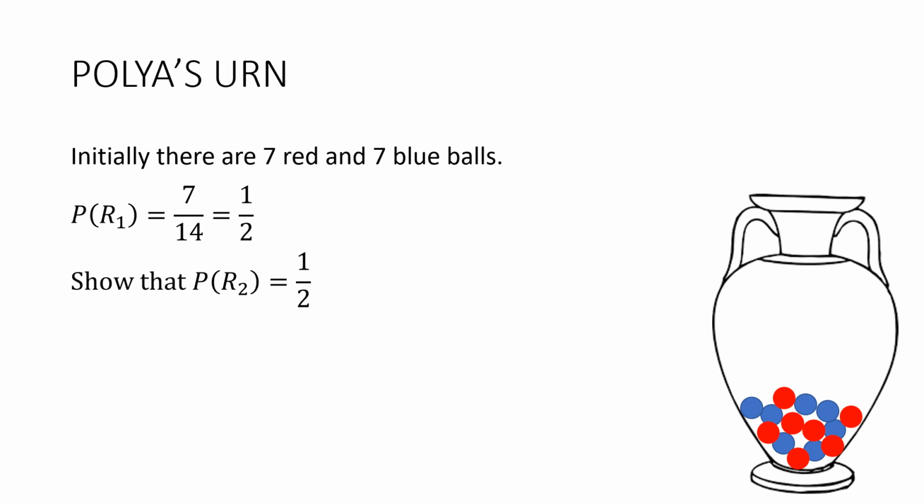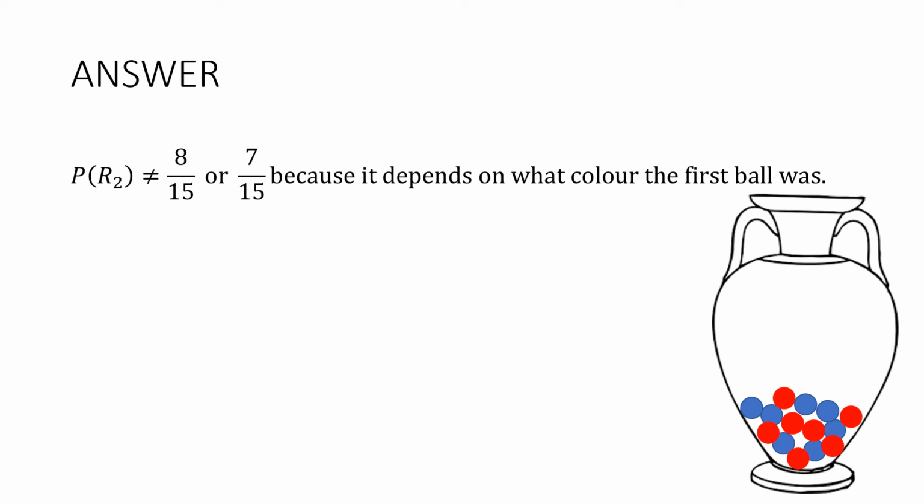Now it's really easy to say, oh, the probability that it's red on the second go will be 8 on 15 or 7 on 15. But it depends on what the colour of the first ball was. You see, it's 8 on 15 if the first ball was red, and it's 7 on 15 if the first ball was blue. And so we're going to need to use conditional probability.